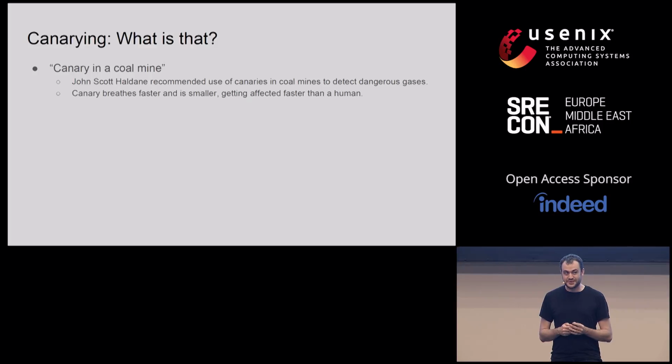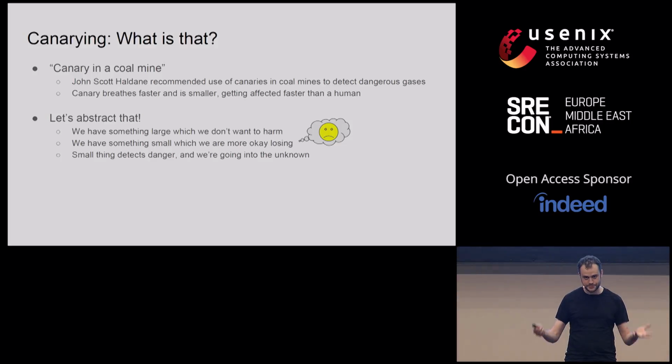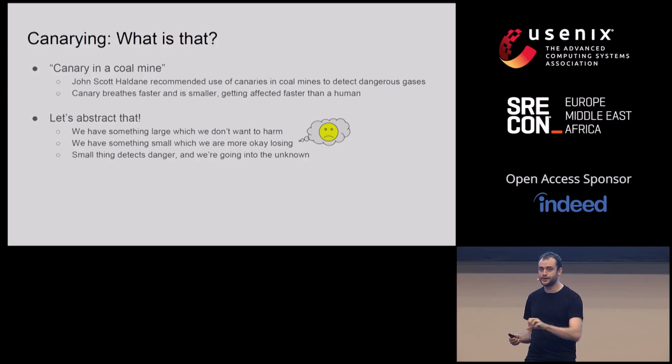This idea was actually used in British coal mines, according to Wikipedia, the most reliable source, until the 1980s. So since we're using this idea, let's take it and abstract it away. We have something large, which we don't want to lose. And we have something small, which we are more OK losing, sadly. The small thing is there to detect danger: we are going into something unknown, and so we can use the small thing to detect whether this unknown is or is not dangerous.